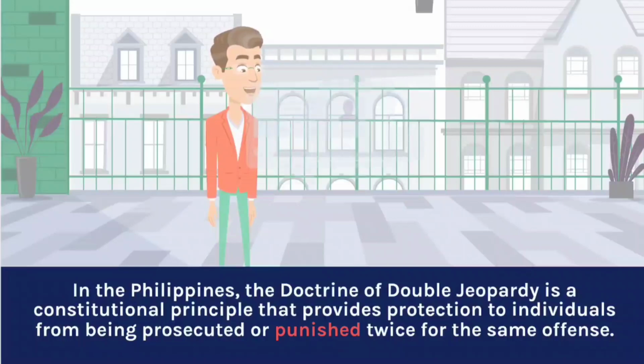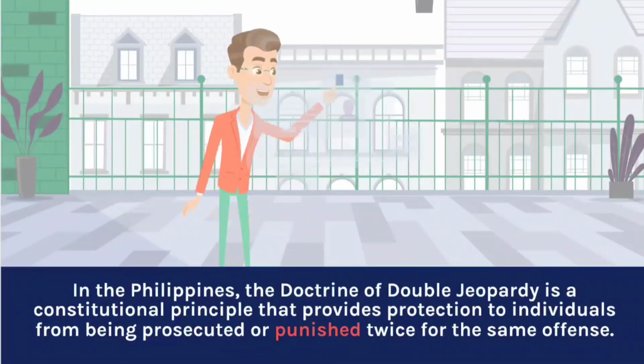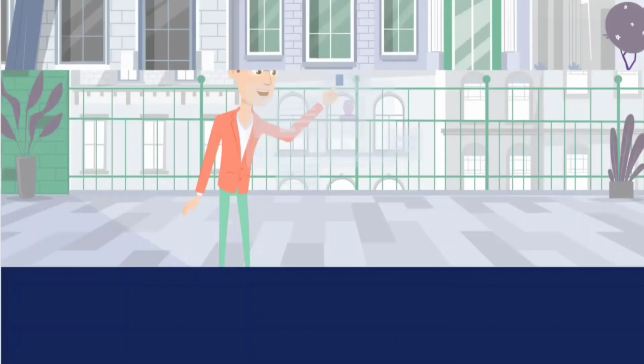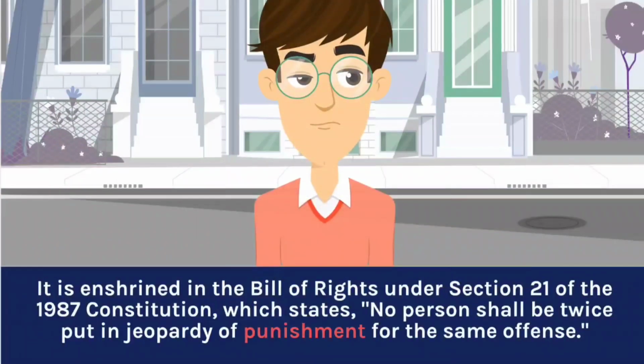In the Philippines, the doctrine of double jeopardy is a constitutional principle that provides protection to individuals from being prosecuted or punished twice for the same offense. It is enshrined in the Bill of Rights under Section 21 of the 1987 Constitution, which states, "No person shall be twice put in jeopardy of punishment for the same offense."